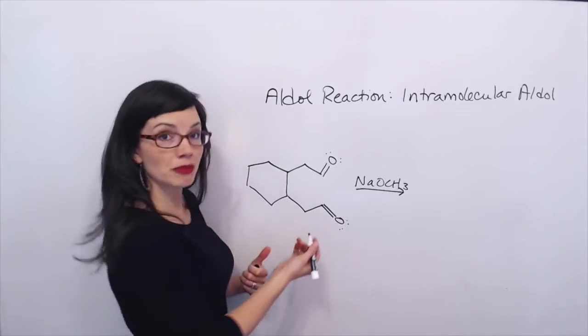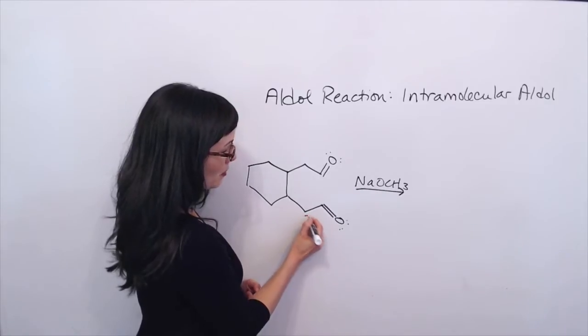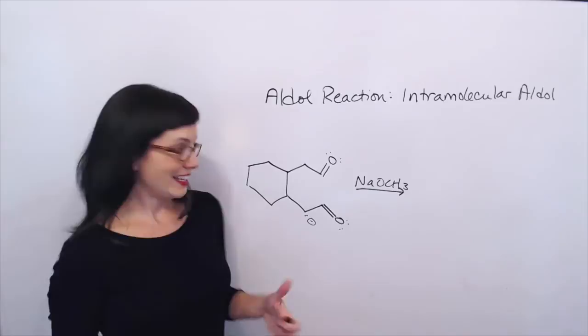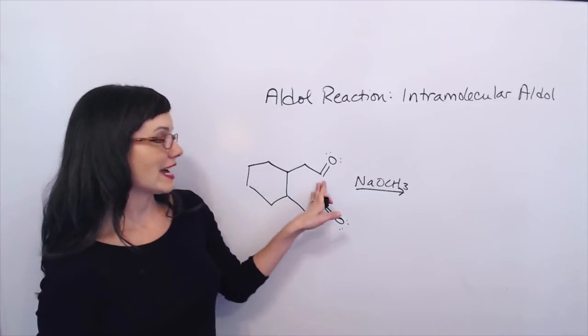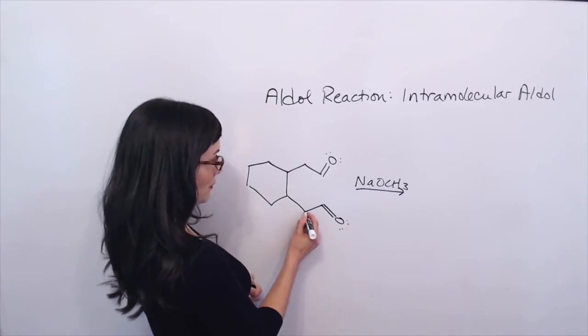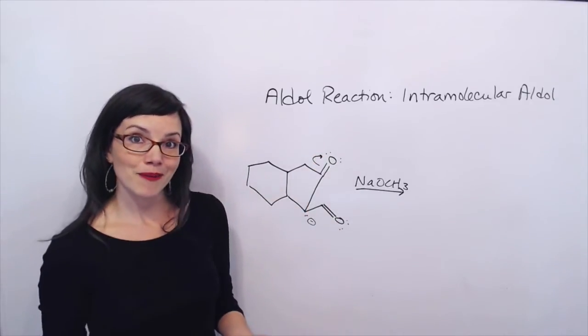I'm going to pretend that a proton has been removed from it, which means that it's going to become a carbanion with a negative charge. Then I'm going to pretend that this carbon has attacked the other carbonyl, which means I'm going to draw a bond between this alpha carbon and the carbonyl, and I'm going to push these electrons up onto the O.